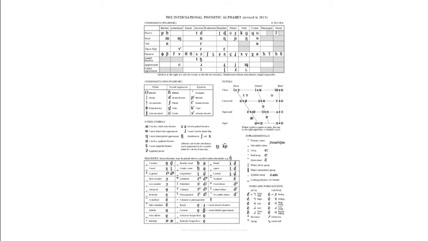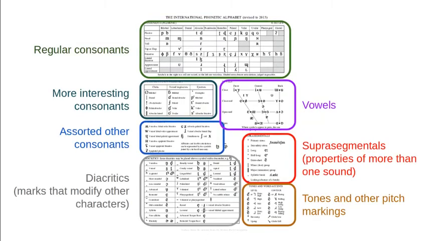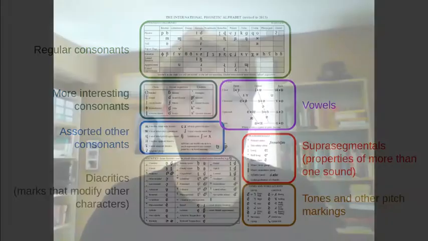So the second principle is that this chart is organized anatomically. That is, sounds are grouped according to how they're produced. So let's just have a quick look at that. There are different groupings here that we'll talk about in a minute. So instead of alphabetical order, which usually has very little to do with how things are pronounced, they're arranged according to how they're produced.